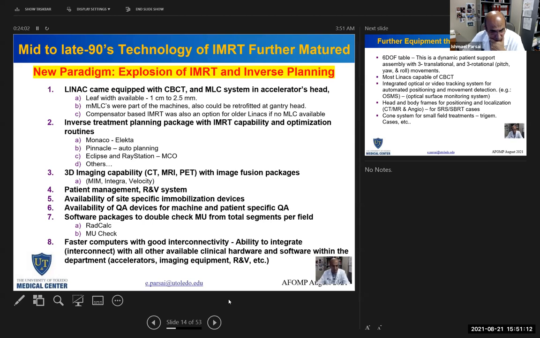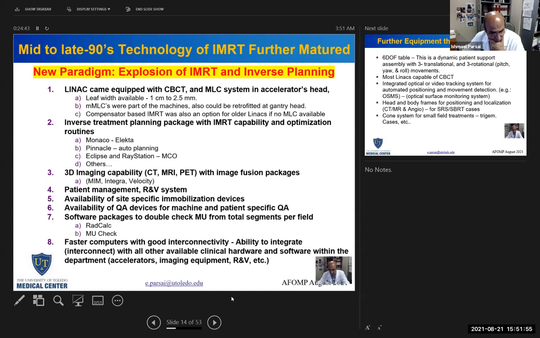In addition to these, 3D imaging capability became a part of this whole package with image fusion packages such as MIM or Integra or Velocity that are still available and in use. Patient management, record and verify system played a major role in following the trend and not missing any part of the treatment. Moreover, having a documented record of what was delivered to the patient. So it made it very easy for patients who were on protocol for the information that the patient received.